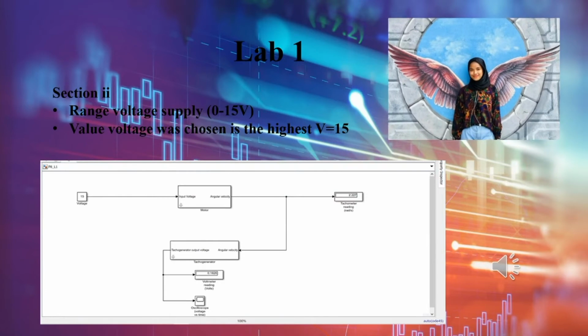Alright, for section 2, we are given a voltage supply range of 0 until 15 volt. So we put in the value of voltage supply, which is 15 volt, into the Simulink. After we run the Simulink, we get the tachometer reading, which is 2.227 radian per second.